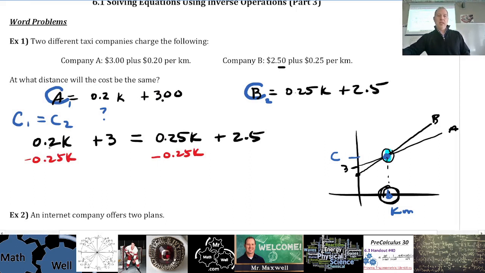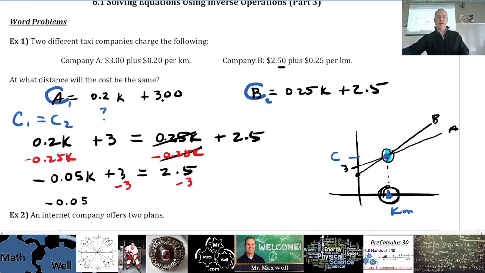So 0.2K minus 0.25K is going to be negative 0.05K. Okay, and then plus 3, these are now gone over here, equals 2.5. Good. Now, next step. I'm going to get K by itself, so let's subtract 3. And that's going to give me still negative 0.05K.